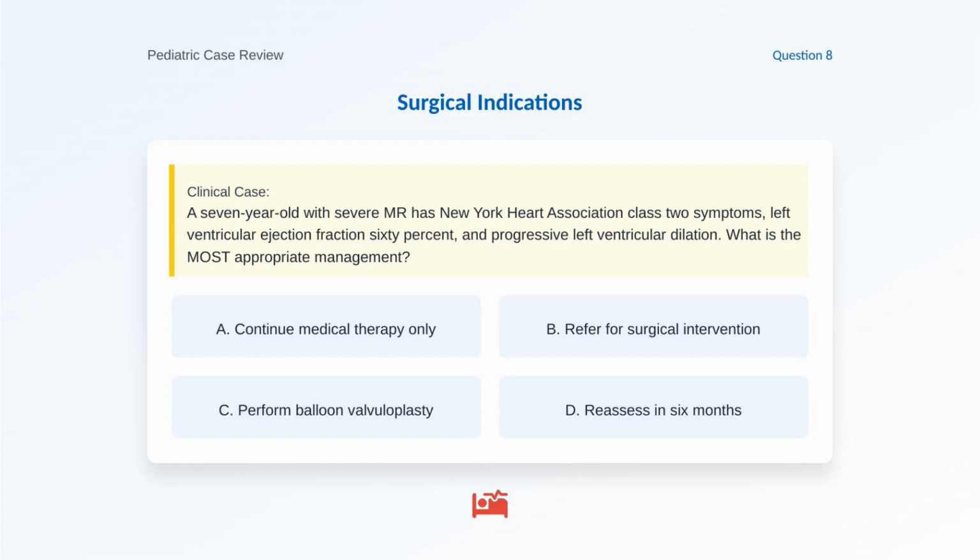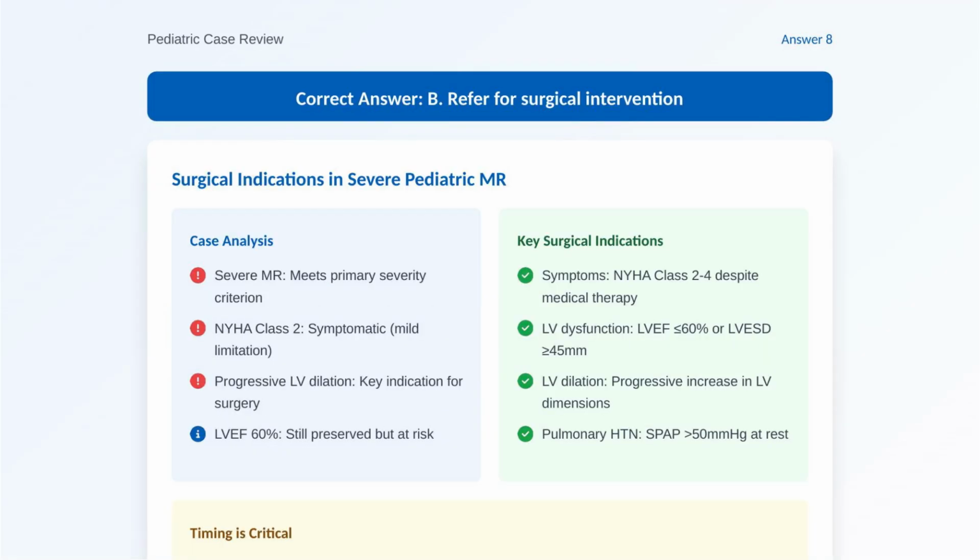Reassess in 6 months. To determine the correct answer, consider the established criteria for surgical intervention in pediatric patients with severe mitral regurgitation. Factors to evaluate include the severity of regurgitation, the presence and severity of symptoms, ventricular function, evidence of ventricular dilation, and the potential for irreversible myocardial damage if intervention is delayed. The correct answer is B.